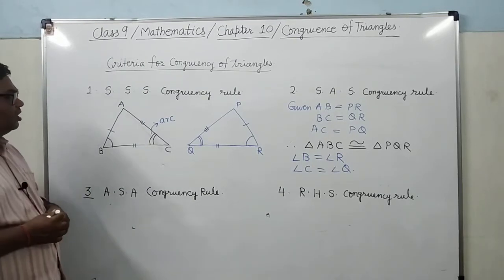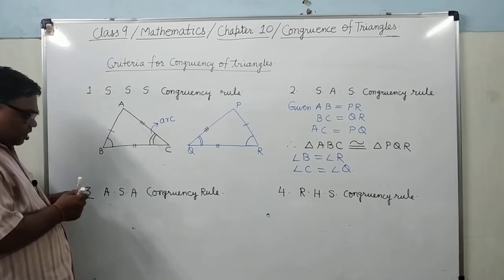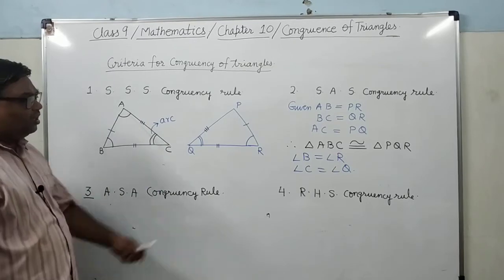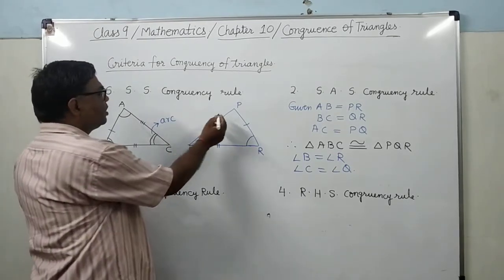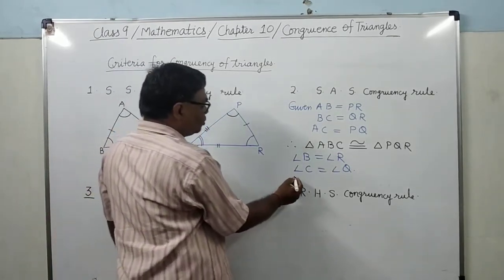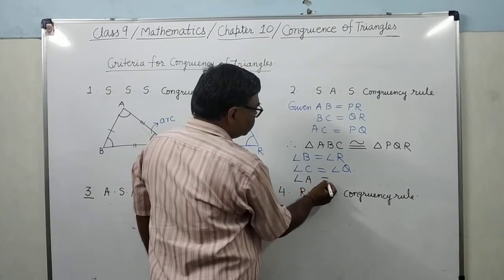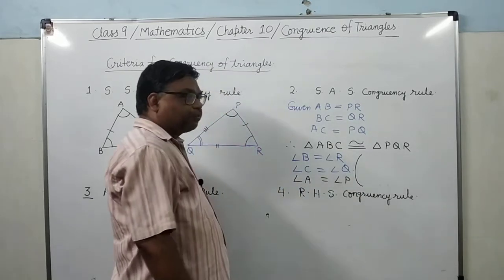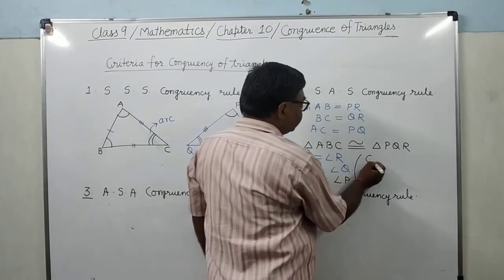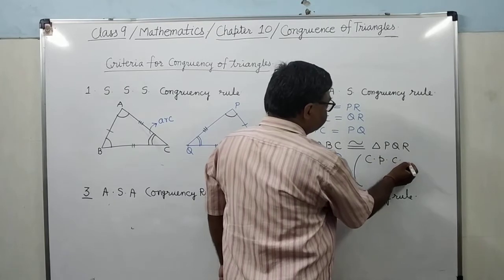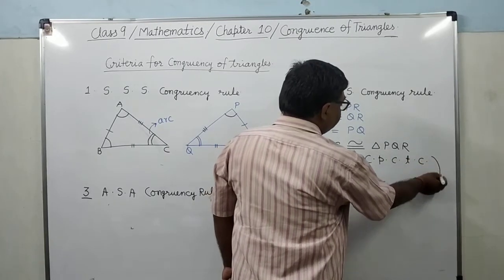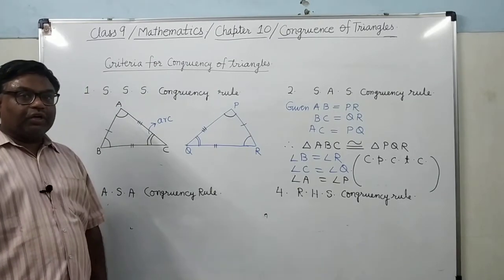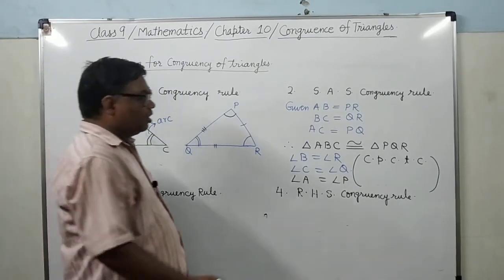Now the third one is included by first and third. Here first and third is this. It means angle A equals angle P. This is by which property? CPCTC. What is the meaning of CPCTC? Corresponding parts of congruent triangles are congruent.